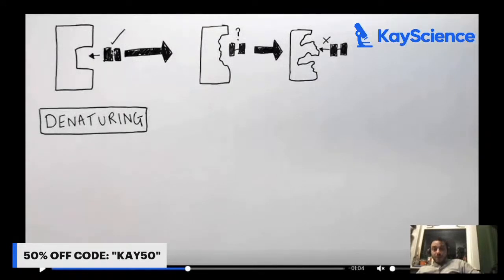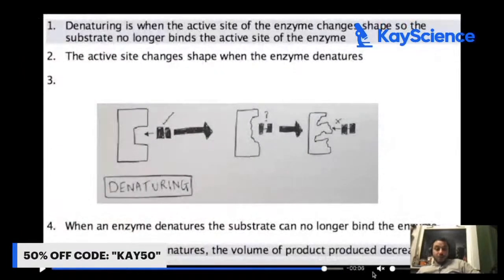This enzyme will break down this substrate more effectively and more quickly. So more product will be formed more quickly. So the volume of product will be higher when this enzyme breaks down this substrate compared to this one, which will produce less product over the same amount of time. So it'll produce a lower volume of product. Okay, so that there is denaturing, and the answers always follow on from the questions.